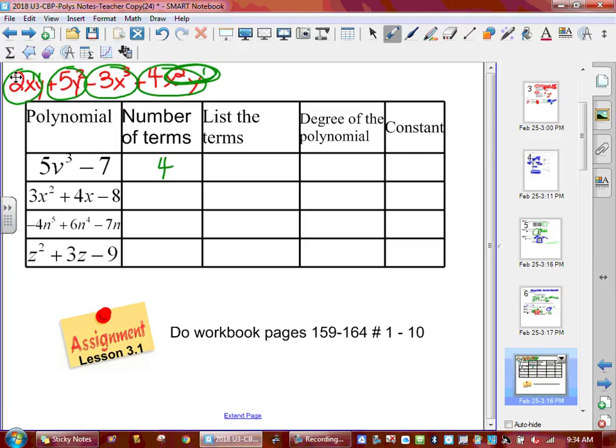Okay? So it is a degree 3, and I don't have a constant. So if I don't have a constant, I would say NA, not applicable, I don't have one. Or you could write none. There is none. Okay? So I'll give you a few minutes. I want you to fill out the charts. Okay?